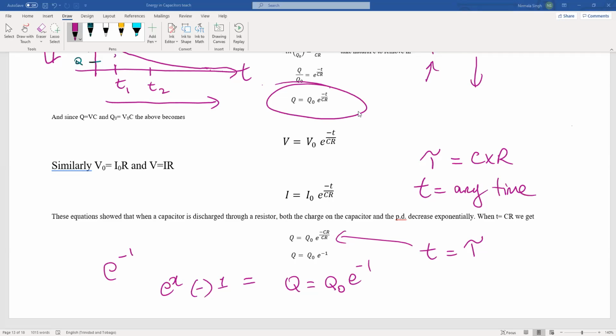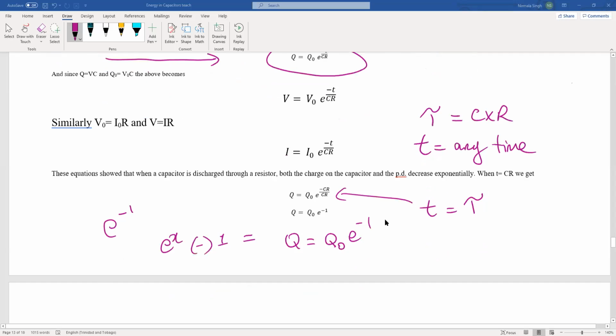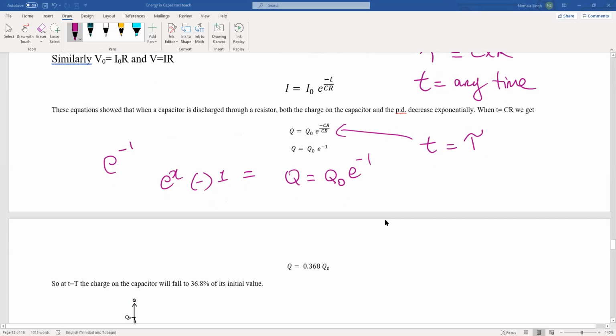Actually, you want to do it to 3 decimal places here. You will get 0.368. Did everybody get 0.368? Did anybody not get 0.368?